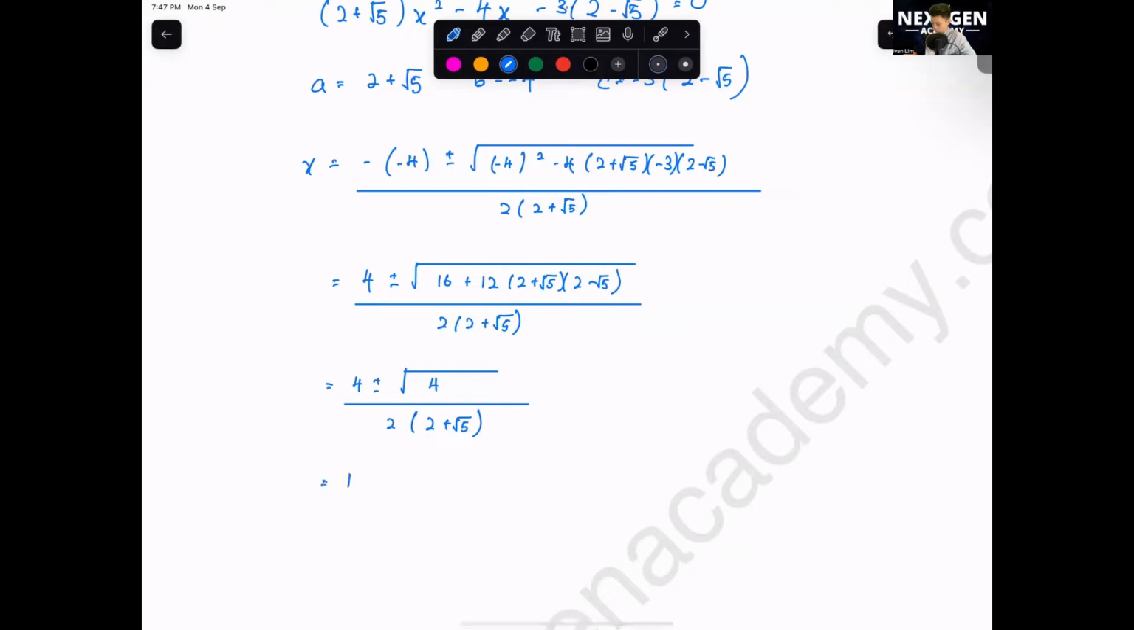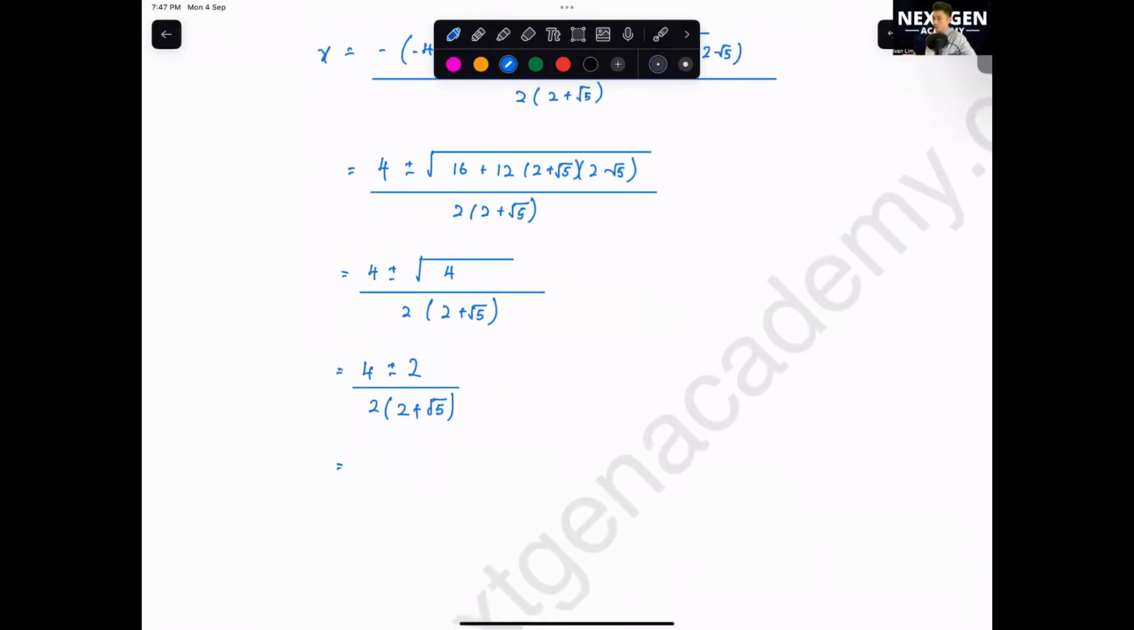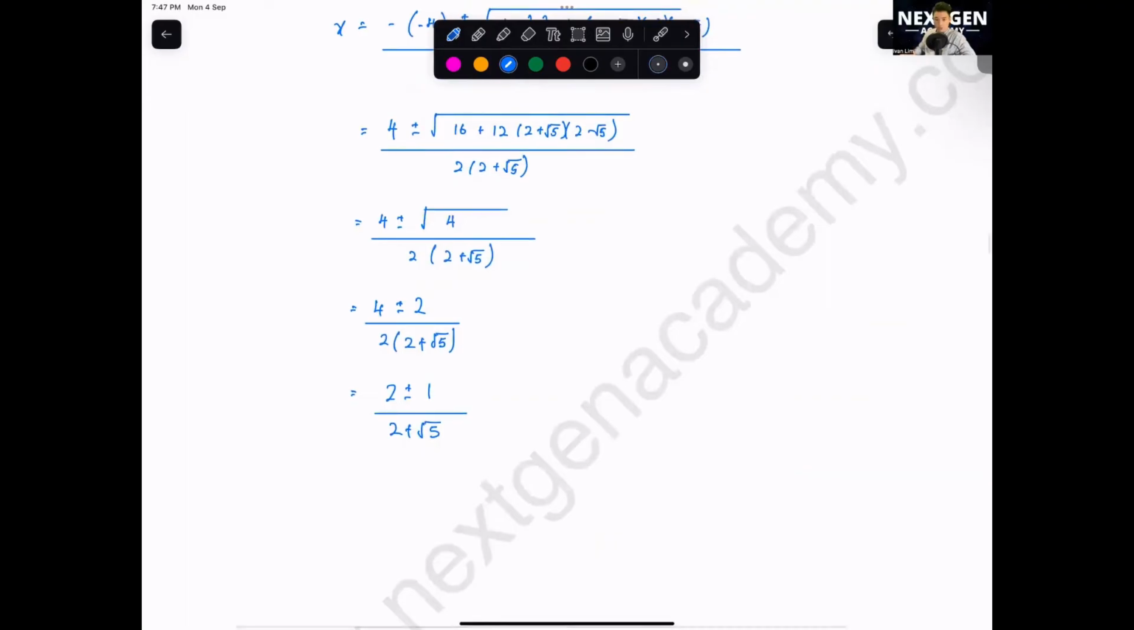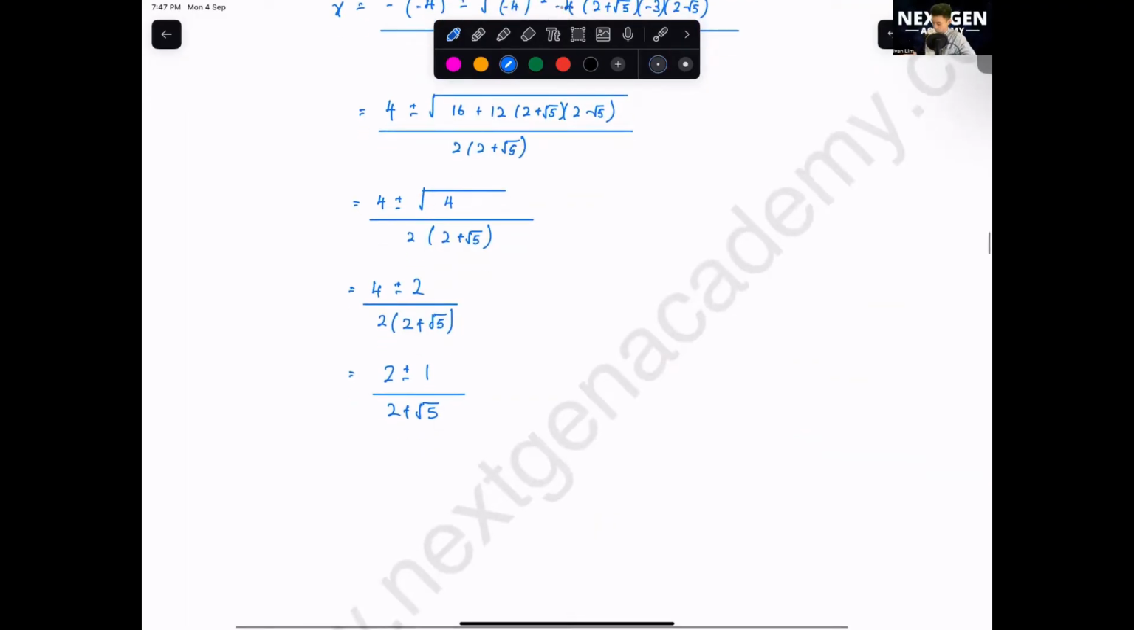Okay, so here 4 plus minus 2 over 2 plus sub 5. We divide all the values by 2. This will become 2 plus minus 1 over 2 plus sub 5. Okay, then we separate into positive and negative. So x here will become 2 plus 1. Okay, don't need to keep writing it over and over again. Let's just calculate it. 3 over 2 plus sub 5. This one will become 1 over 2 plus sub 5.